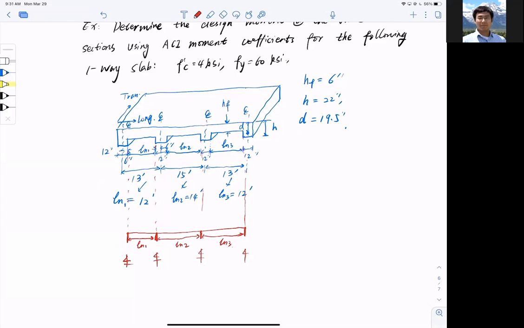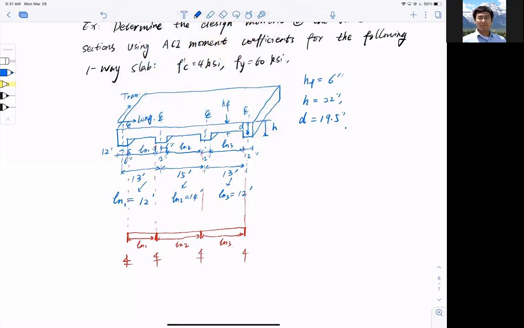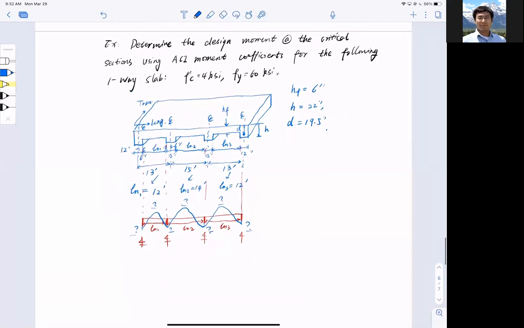And I'm trying to find out the moment, right? So before I start doing it, I can see it already. The moment diagram will look something like this: negative, positive, negative, positive, negative, positive, negative. So I'm trying to find out these numbers, 1, 2, 3, 4, 5, 6, 7, 7 moment coefficients. Okay, so this is our problem.